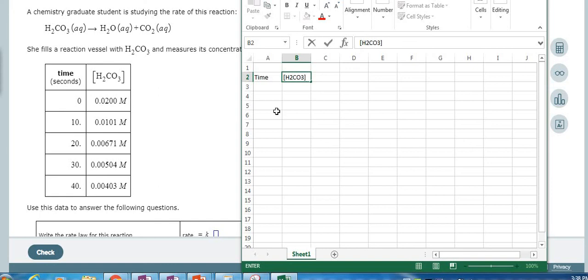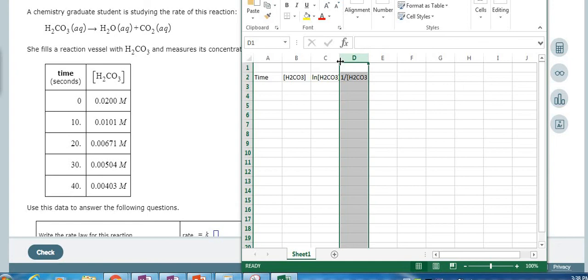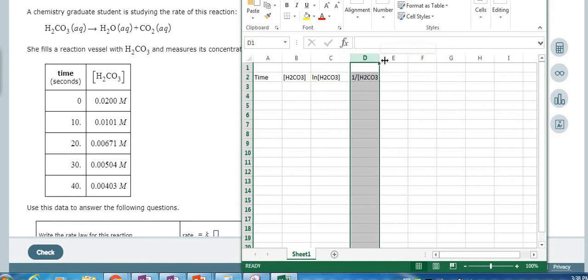H2CO3. Now remember, the two things that I need to plot versus time are, first, the natural log of this concentration of H2CO3, and the other is 1 over that concentration of H2CO3. Okay, so I'm just going to widen that a little bit so it's easier for us to see.